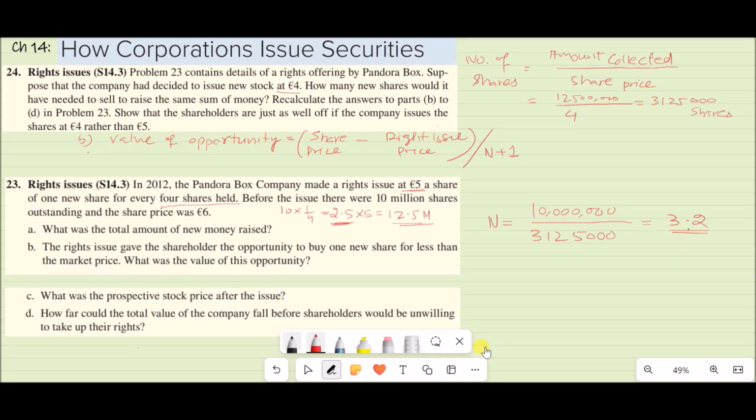So by putting these figures into this equation, the share price is 6 minus the right price 4, divided by 3.2, the value of n, plus 1. By solving all of these, you will get 0.48. So this is the opportunity value for the rights issue.